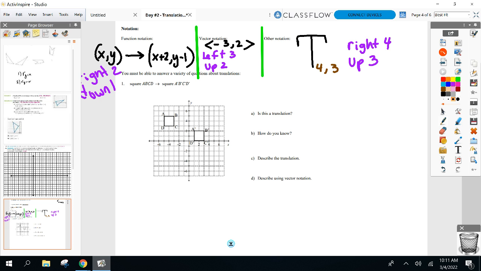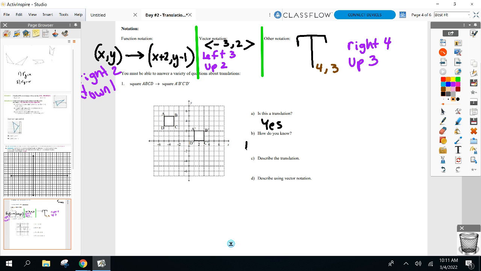Everyone agrees? That rule has to apply to all the other points now for it to be a translation. If it only applies to A, B, and C and not D, not a translation. So in your group right now, check B, C, and D. Do I move those also right 6 down 3 and still land on the prime coordinates? It's got to work for all 4. 3 out of 4 won't cut it. Yes, no? All moved right 6 down 3? Okay, so yes, this is a translation.